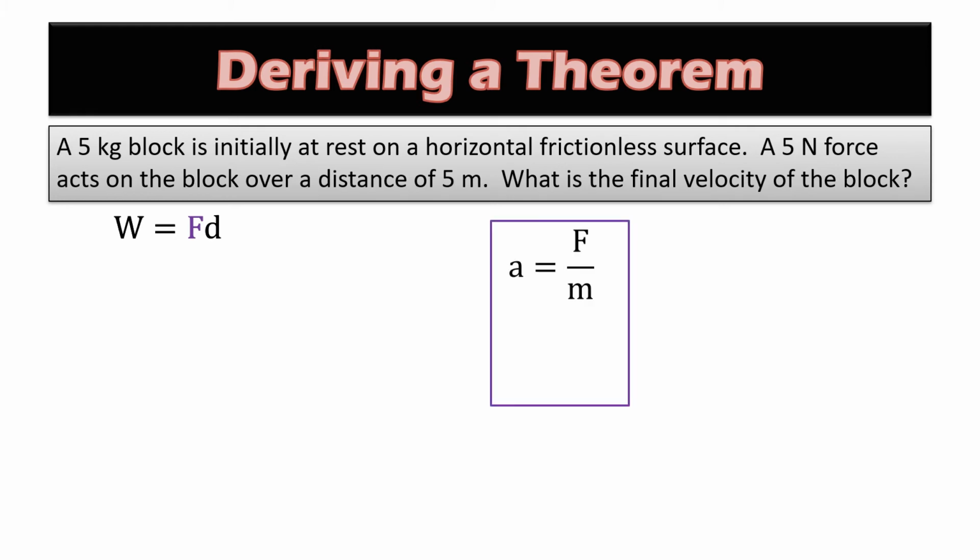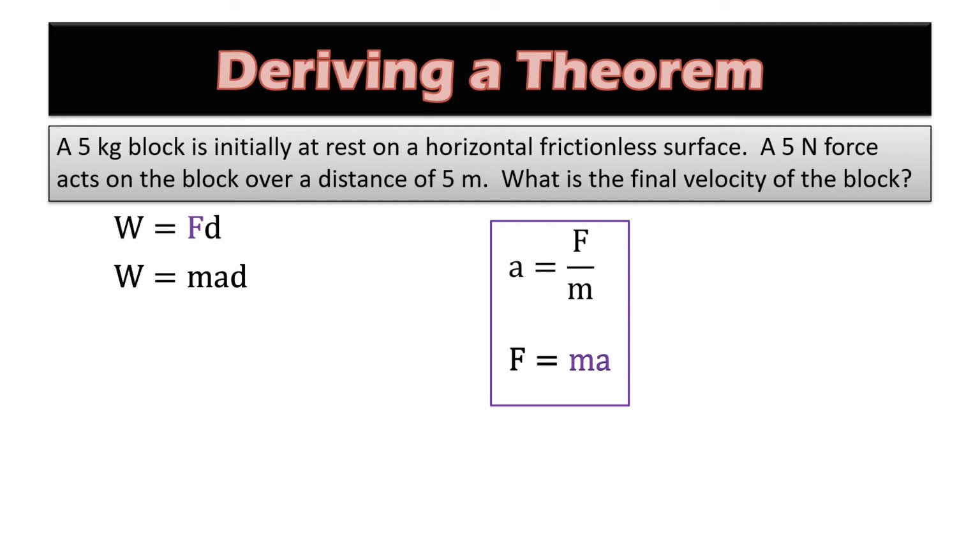So let's solve for F. What is F equal to in that equation? It's equal to ma. So you replace F with ma in our work equation, and we get mad, but don't get mad, get glad, because when you get mad, all you have to do is look at the ad.